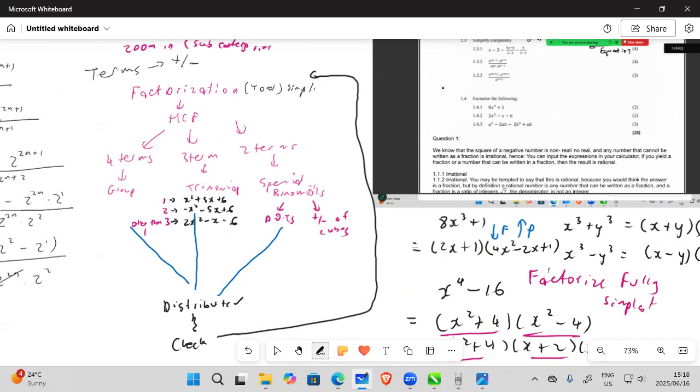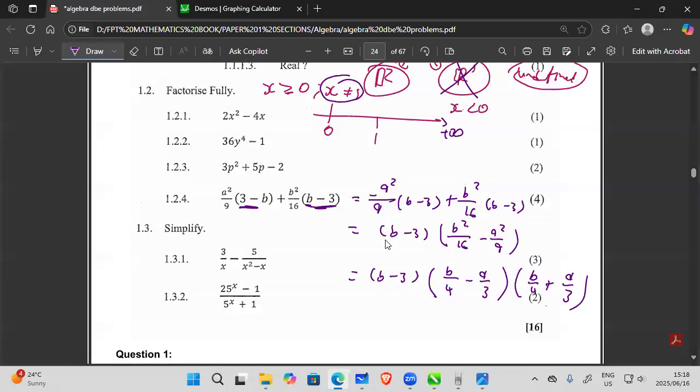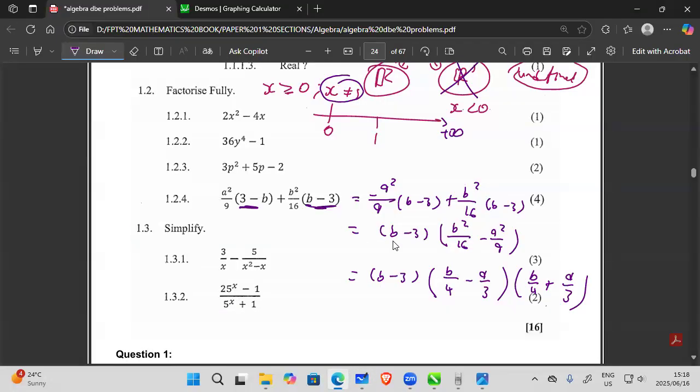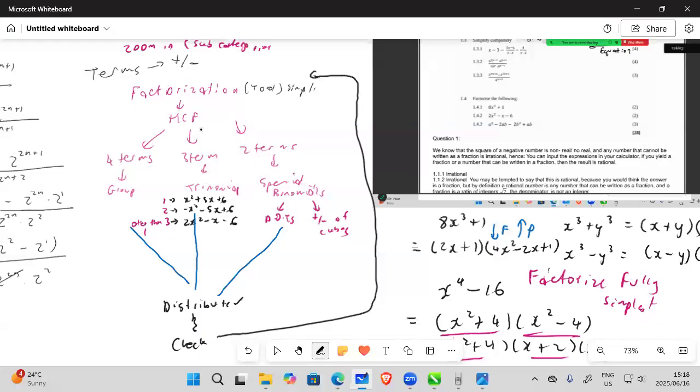How do you do that? Go back up and follow the same factorization steps for each bracket. When we did that, we did it for this bracket. There's no HCF. Done. There's 2 terms, but those 2 terms are not perfect squares or perfect cubes, so that's in the simplest form. When I do it for this one now, I can see that there's no HCF, but there's 2 terms that can be factorized using difference of squares.